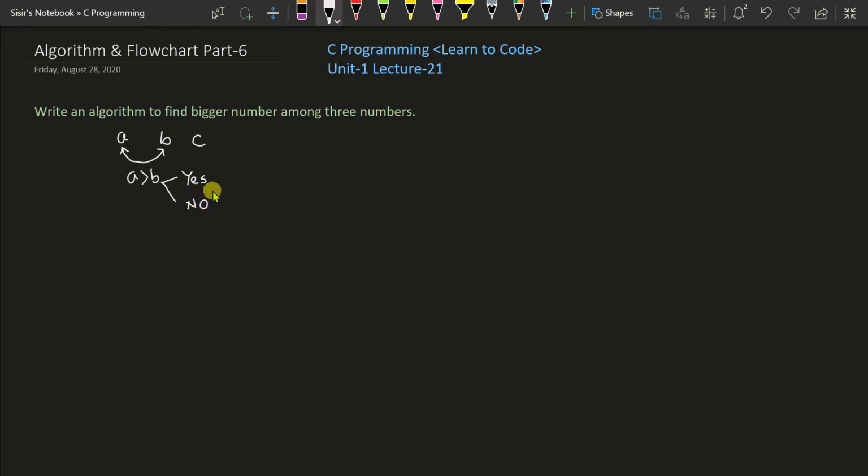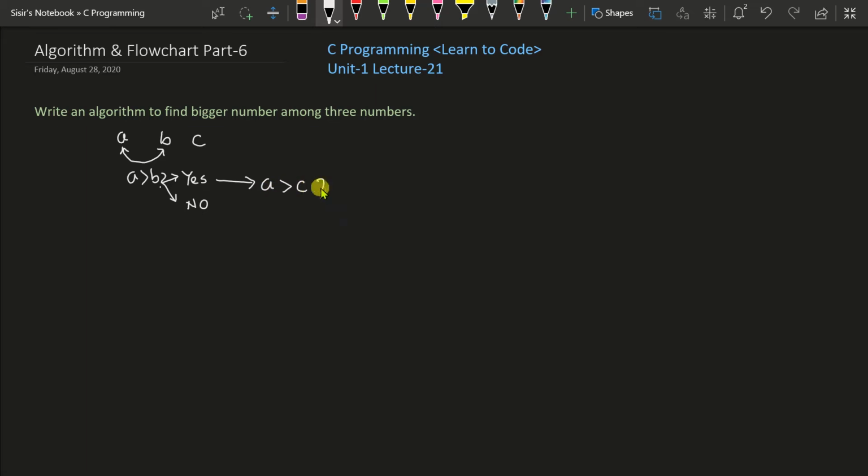Interestingly, for the yes case, what should I do? I should check again, because I found that A greater than B means A is bigger than B. Now I have to check whether A is bigger than C or not. If A is bigger than C, then our problem is solved, because A is bigger than both of these. So if it is yes, then I have to check again if A is greater than C or not. I should put the question mark here.